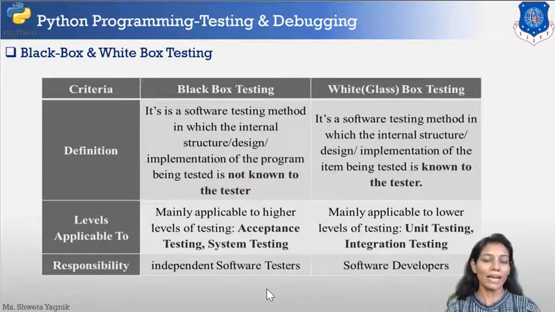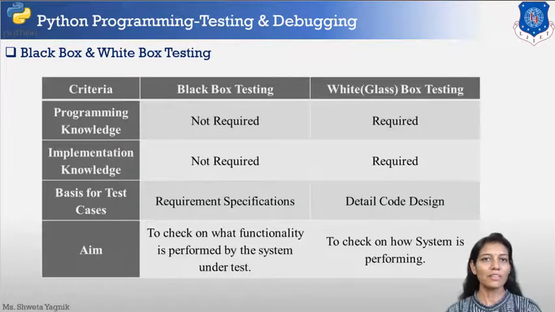While in case of black box testing, the person is unaware of the coding of the specific application. Some more differences between black box and white box testing: programming knowledge is not a requirement in black box testing, and in glass box testing it is a must. Implementation knowledge is not at all required in black box, while it is mandatory in white box, because the programmer is doing mostly white box testing. He must be aware of the implementation details.